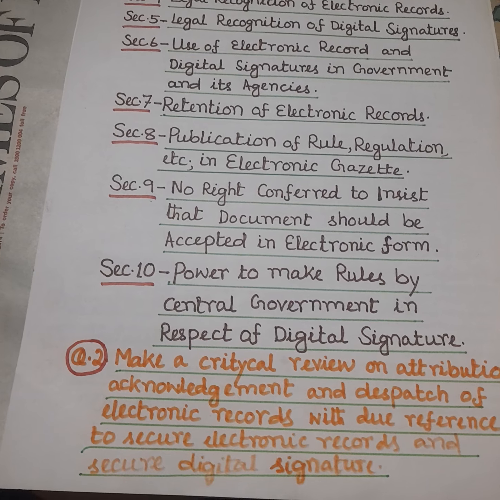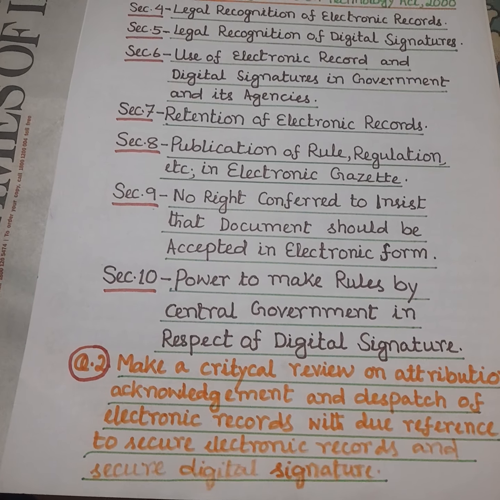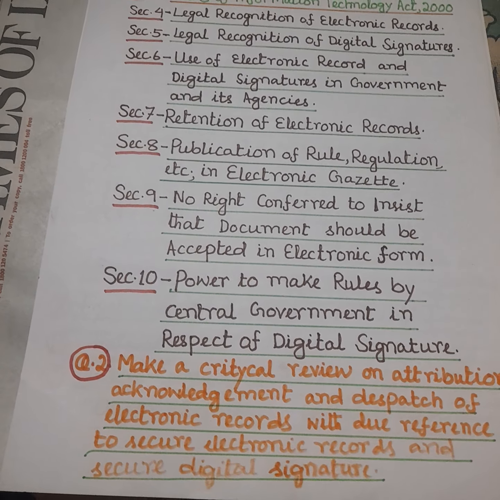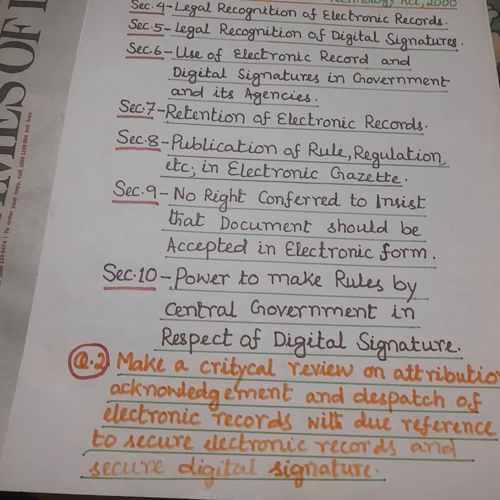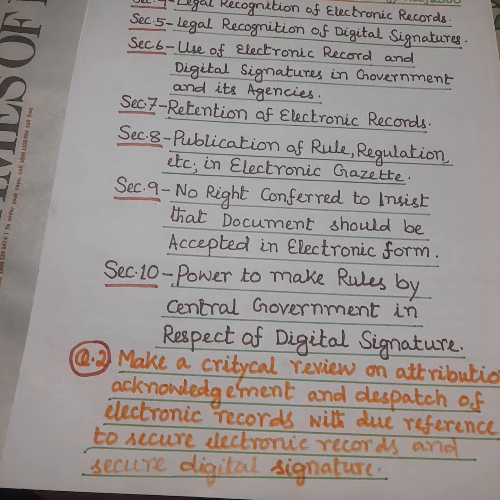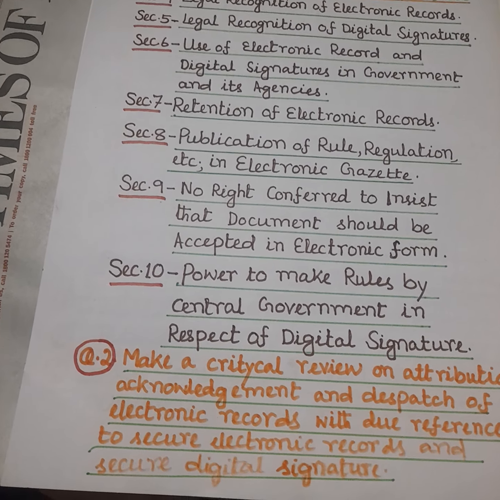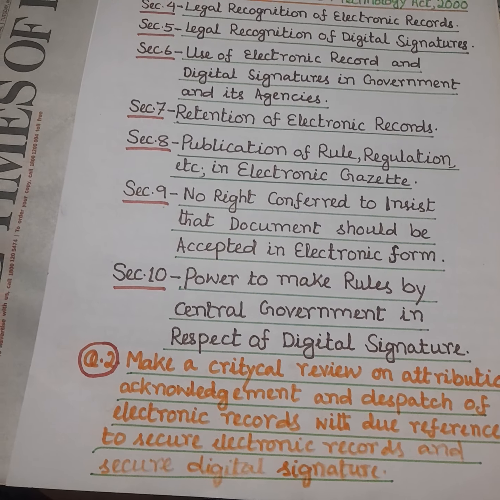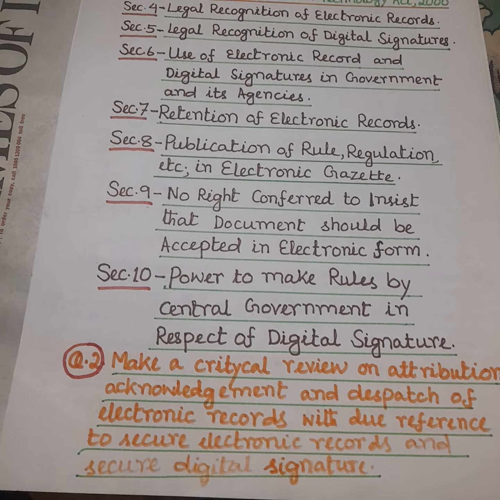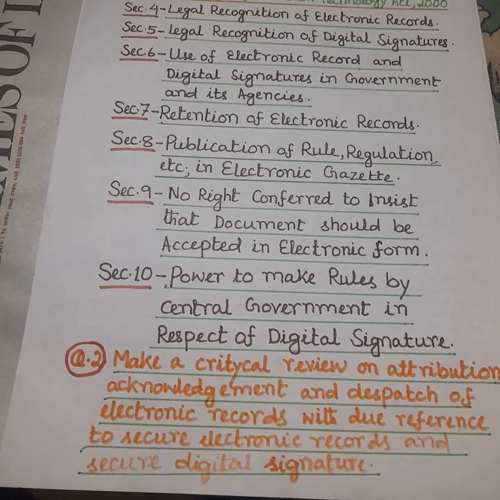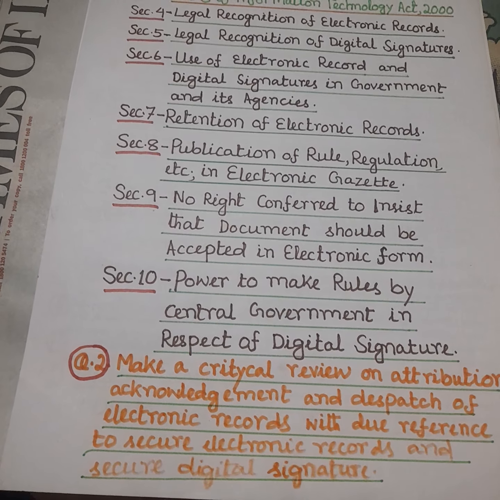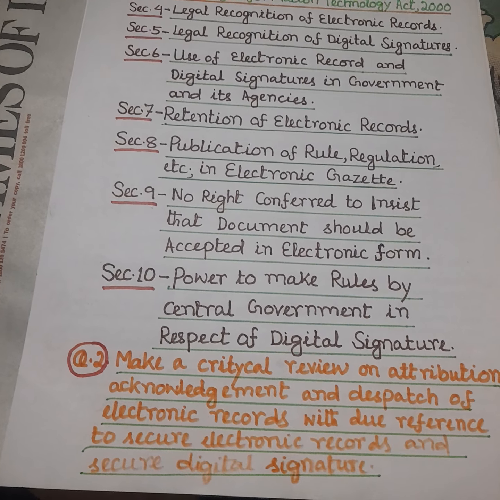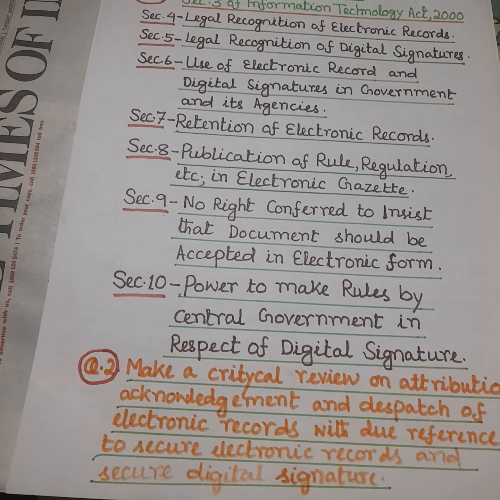If the information contained therein remains accessible so as to be usable for subsequent reference, or the electronic record is retained in the format in which it was originally generated, sent, or received, or in a format which can be demonstrated to represent accurately the information originally generated, sent, or received. The details which will facilitate the identification of the origin, destination, date, and time of dispatch or receipt of such electronic record are available in the electronic form.